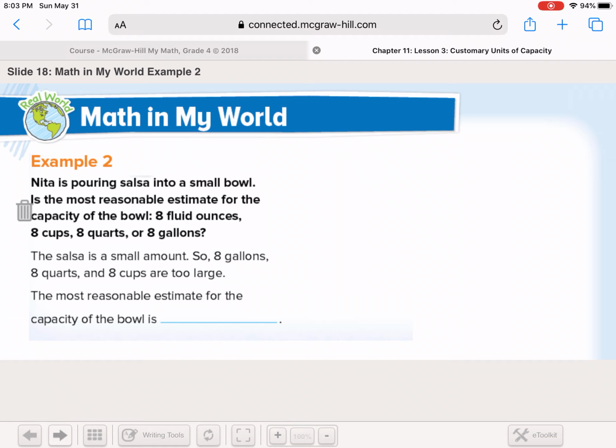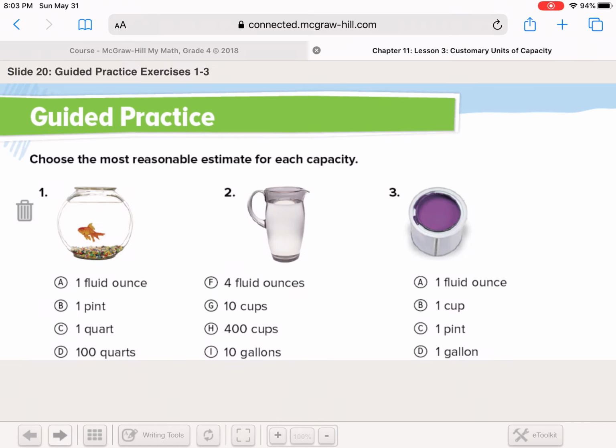And let's look at Nita pouring salsa into a bowl. Is it the most reasonable estimate for the capacity of the bowl? 8 fluid ounces, 8 cups, 8 quarts, or 8 gallons? So think about salsa. What does it come in? It usually comes in a little jar, right? And a jar is usually at least 8 ounces. I'm going to check though, because I get this wrong all the time. All right, 8 fluid ounces.